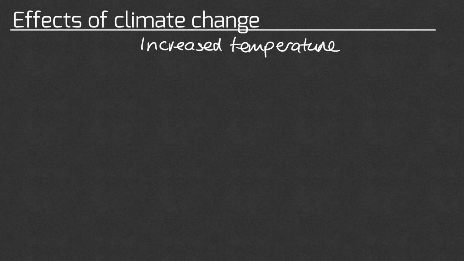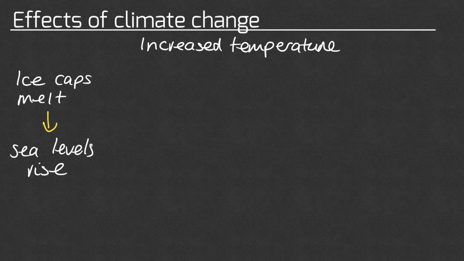All of these effects link together, so you've got to be able to explain the sequence of events as we go through. So if we increase the temperature, this is going to cause the ice caps to melt. So if the ice caps melt, this will cause sea levels to rise. And if sea levels rise, it can cause flooding in coastal areas. So again, it's really important to explain the linked chain of events.